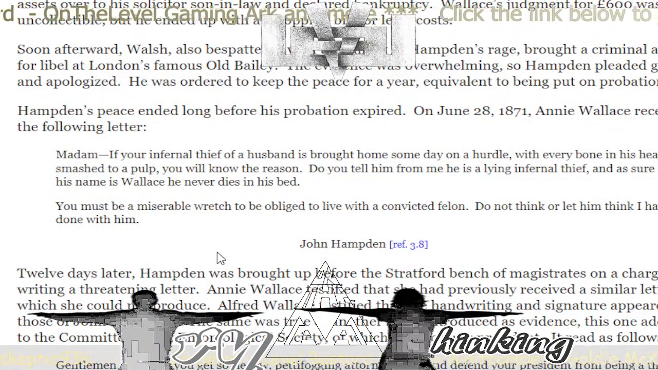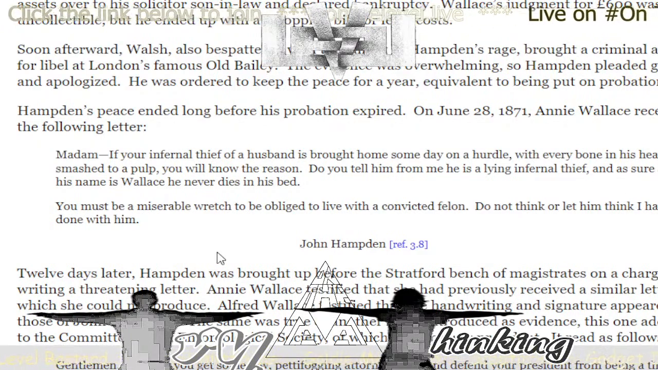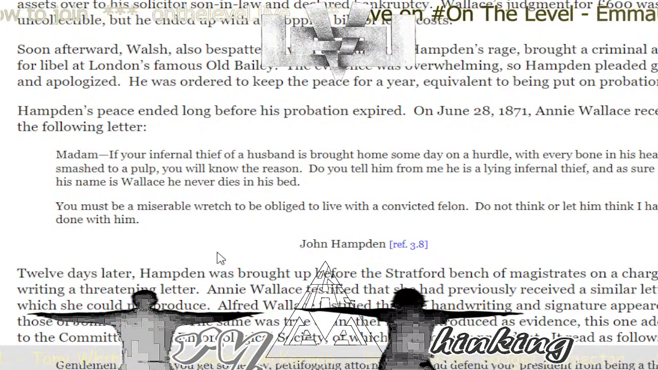Soon afterwards, Walsh was also bespattered with... Oh, no, wait. Hampden's peace ended long before his probation expired. On June the 28th, 1871, Annie Wallace received the following letter.